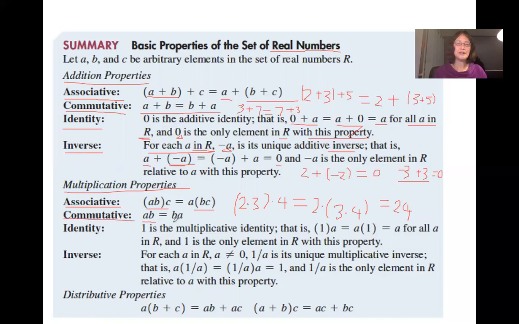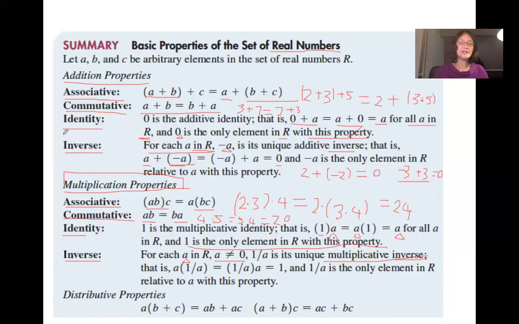Commutative, A times B equals B times A. Okay, so 4 times 5 equals 5 times 4 equals 20. Okay. Identity. 1 times any real number equals the real number times 1 equals the real number itself. And 1 is the only element in real numbers with this property. So inverse for the multiplication property. If A is a real number and A does not equal 0, 1 over A is the inverse. Okay, it is a multiplicative inverse.